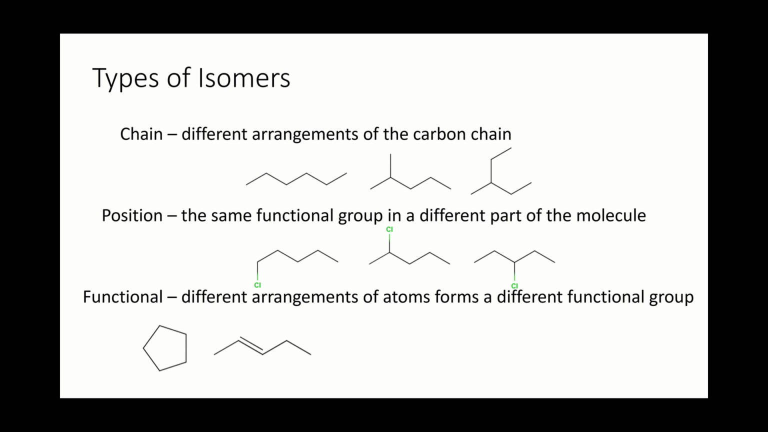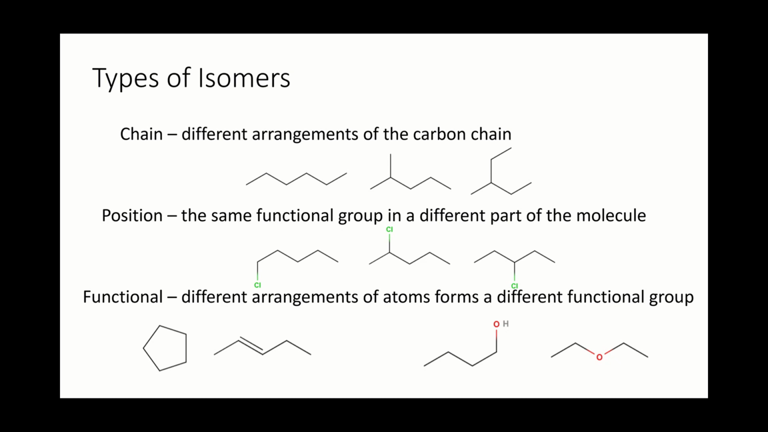So for example, if I have cyclopentane, that is different to pentene, even though they have the exact same chemical formula. So those are different functional groups. One is a cyclic, the other one is a double bond. Another example is where I could have an oxygen. If I have the oxygen on the end of the molecule, then I have an alcohol functional group. Whereas if I move the oxygen into the chain, I have an ether functional group.